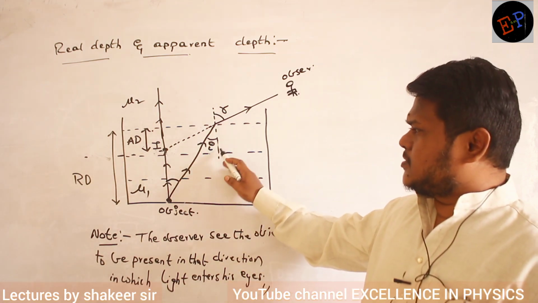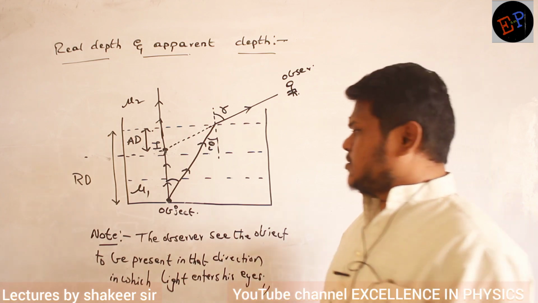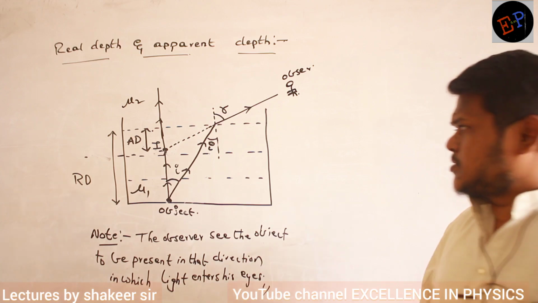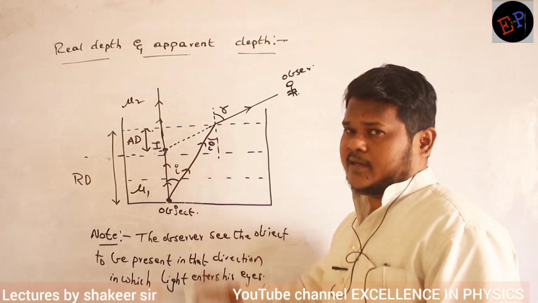If this is the angle of incidence, what is this angle? This is also angle I only, no? Again, they are corresponding angles, alternate angles. Are you able to understand, ma? So this angle and this angle, they are alternate angles.